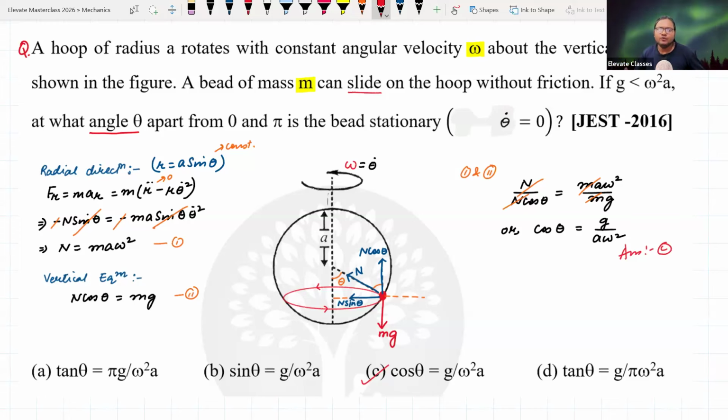All you have to do is write down the forces, resolve them into r direction, theta direction, vertical direction, and write down the relevant equations, force equations, and from those equations find the answer to what has been asked. Done. That's it. All right. Let's move ahead.